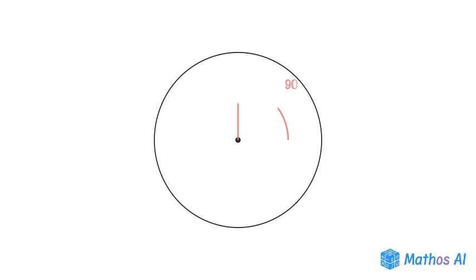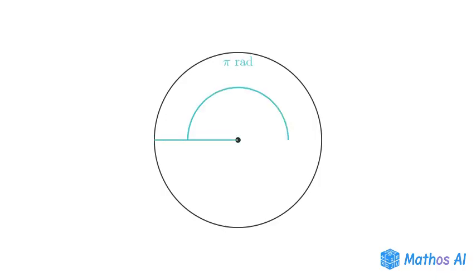Let's see this in action. Here's a visual comparison. Notice how 90 degrees, a quarter of the circle, corresponds to pi over 2 radians. And 180 degrees, a half circle, is pi radians.